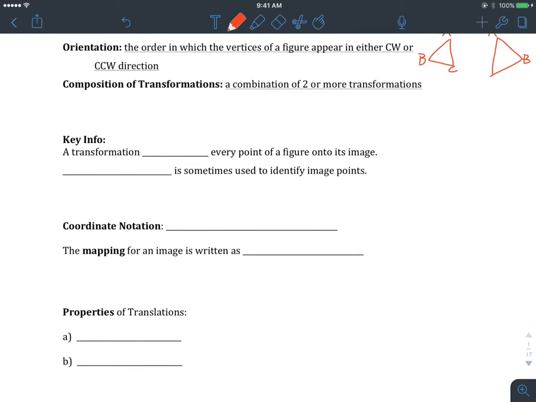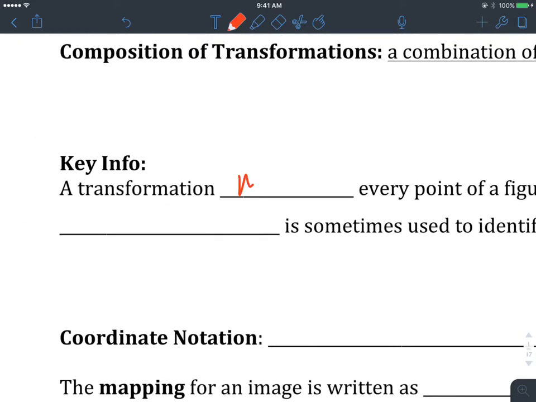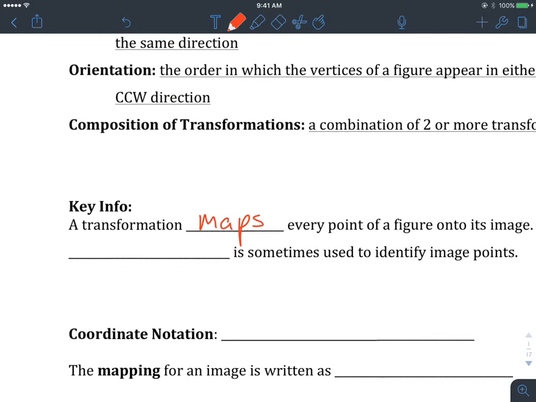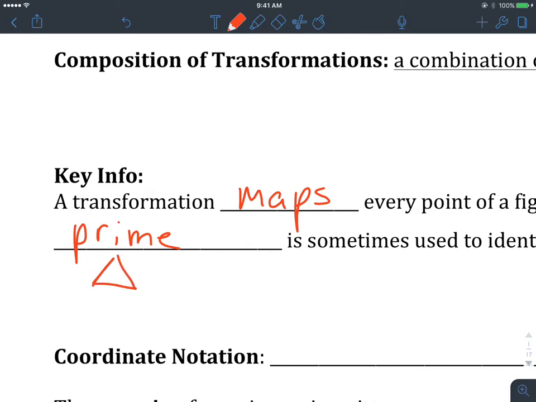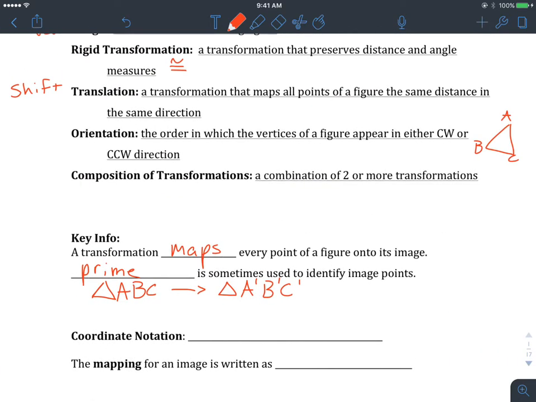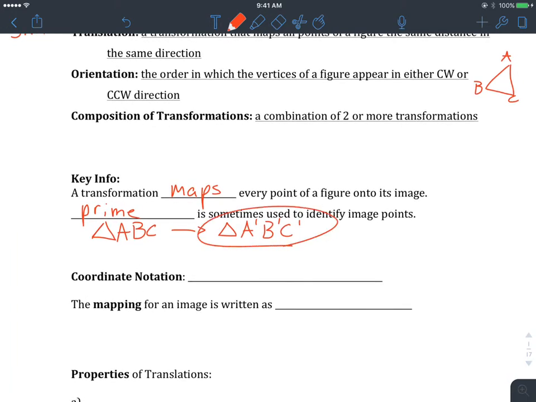All right, a transformation blank every point of a figure onto its image. A transformation maps. Okay. All right, and then we use this thing called prime notation to identify the image point. So, for example, we're going to have a triangle, maybe ABC, and then we're going to map it onto a new triangle, and then we're going to give all the new points a new name. And it's like this: A prime, B prime, C prime. It's basically like a little apostrophe above each one of those. And this right here is the new figure.